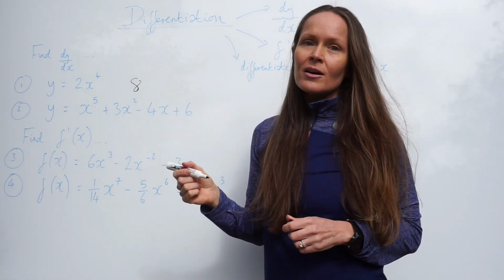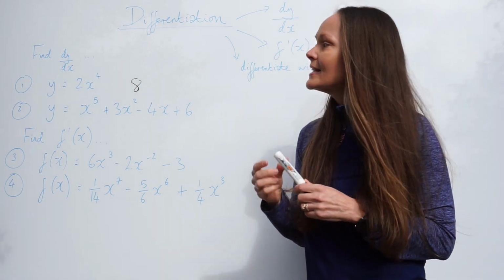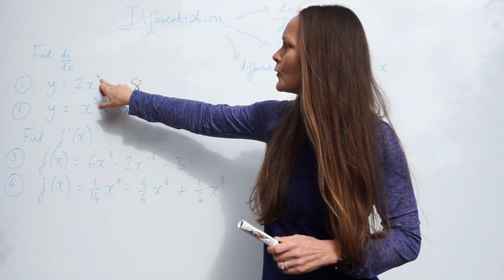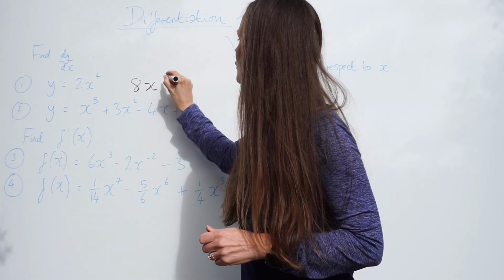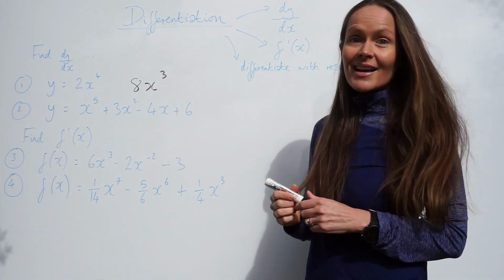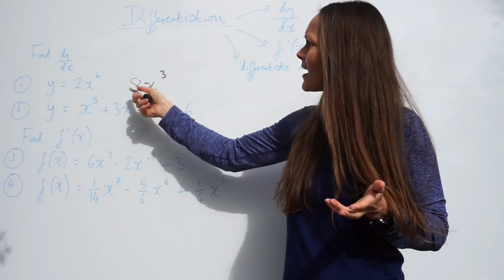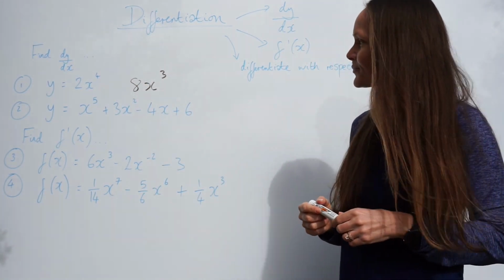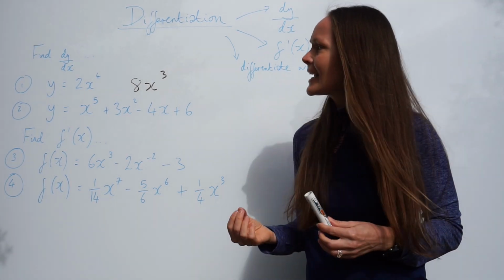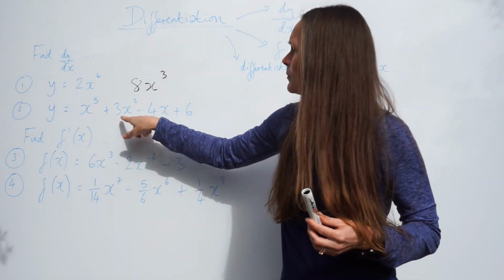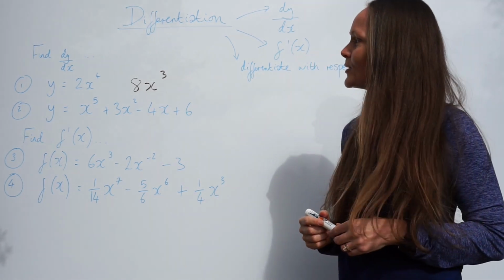Then the power on the letter x changes. It decreases by 1. So 4 take away 1 is 3. So that gives us the new power. So the answer is 8x cubed. We've already done it. That one has been differentiated. Okay, on to number 2. It looks hard, but it's exactly the same idea. It's just a bit longer because we've got different terms to deal with.